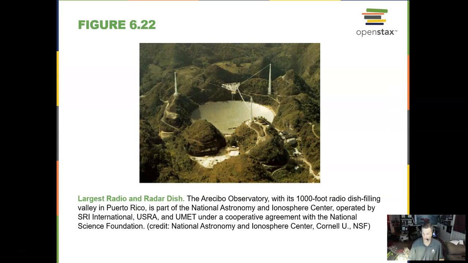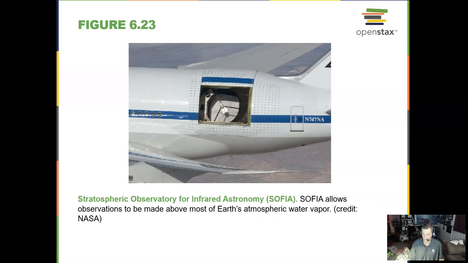The largest radio and radar dish in the world is the Arecibo Observatory down in Puerto Rico. We can put observatories into the upper atmosphere. SOFIA allows us to do that and get above most of the Earth's water vapor, which is blinding to infrared light.